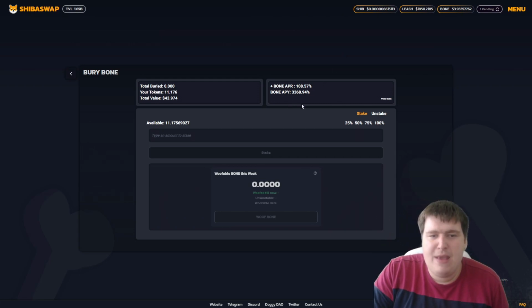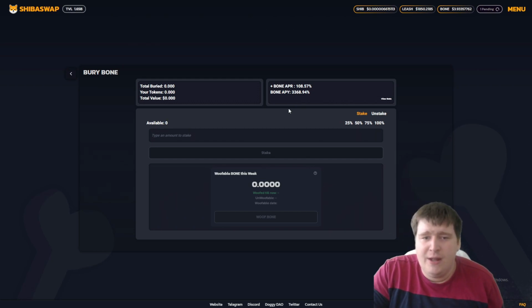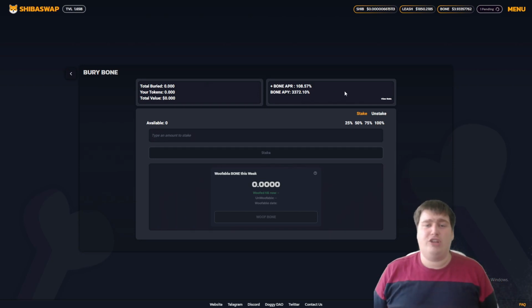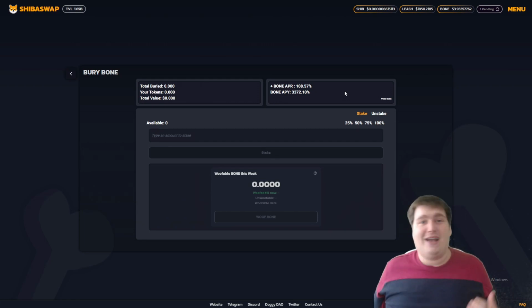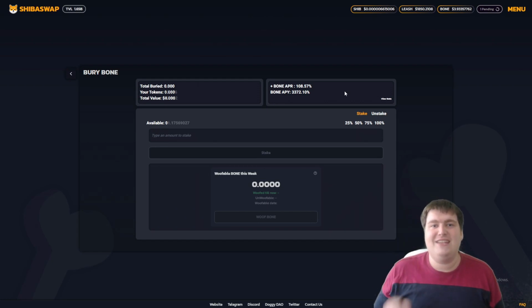And the BONE APY, so this is what you would get on, I'm assuming this is a yearly basis, right? And that is 3,368%, which again, very, very nice returns, and you cannot turn your nose up at that. That is better than you're going to get in any sort of bank, provided the BONE price stays up.